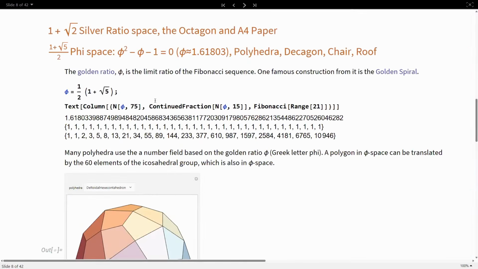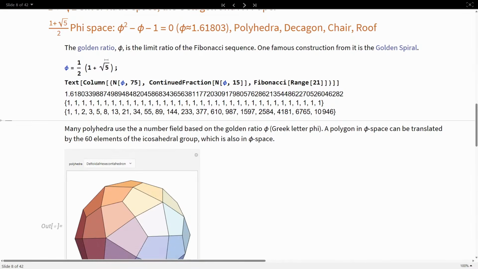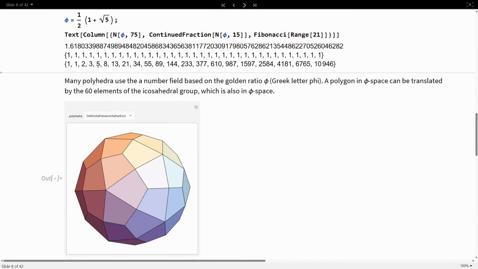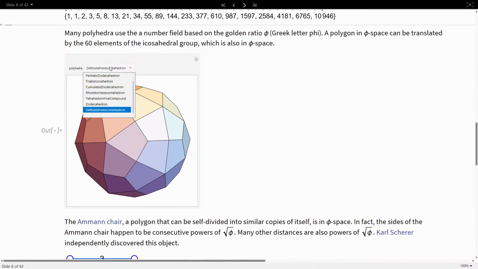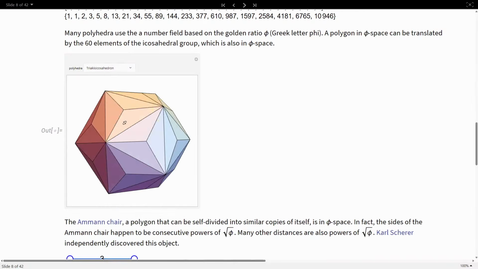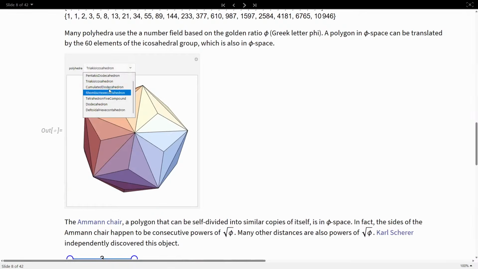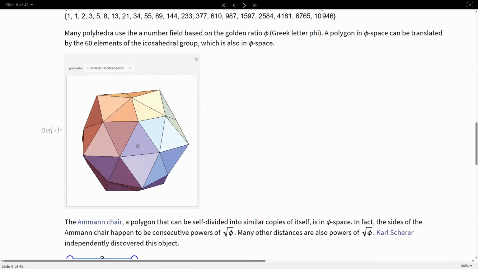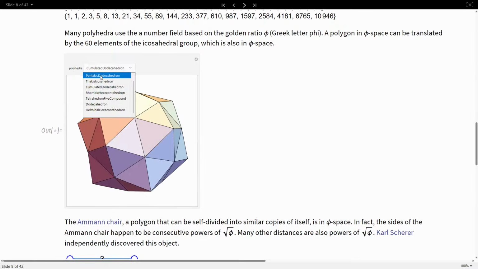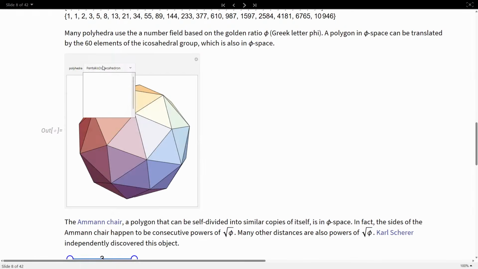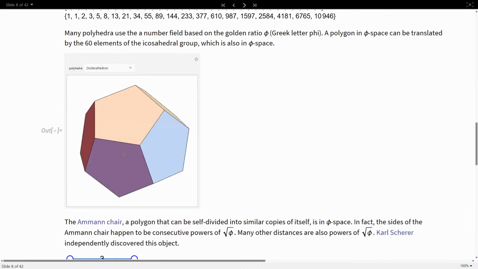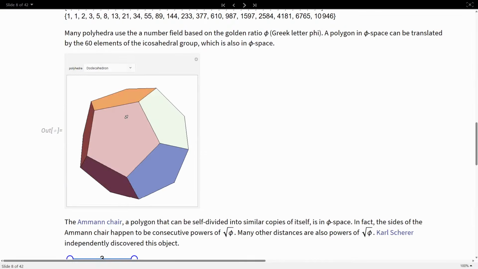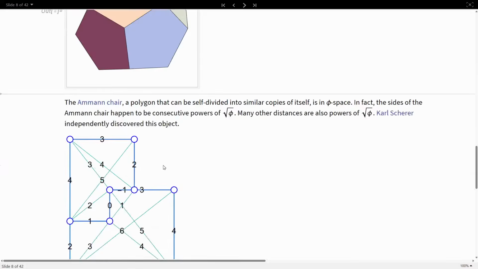So the golden ratio, here's the continued fraction. It's all ones. It's the ratio of terms in the Fibonacci sequence, and almost all of the different regular dice, these are the complements of Archimedean solids and a few other shapes, can all be built with coordinates using the golden ratio.